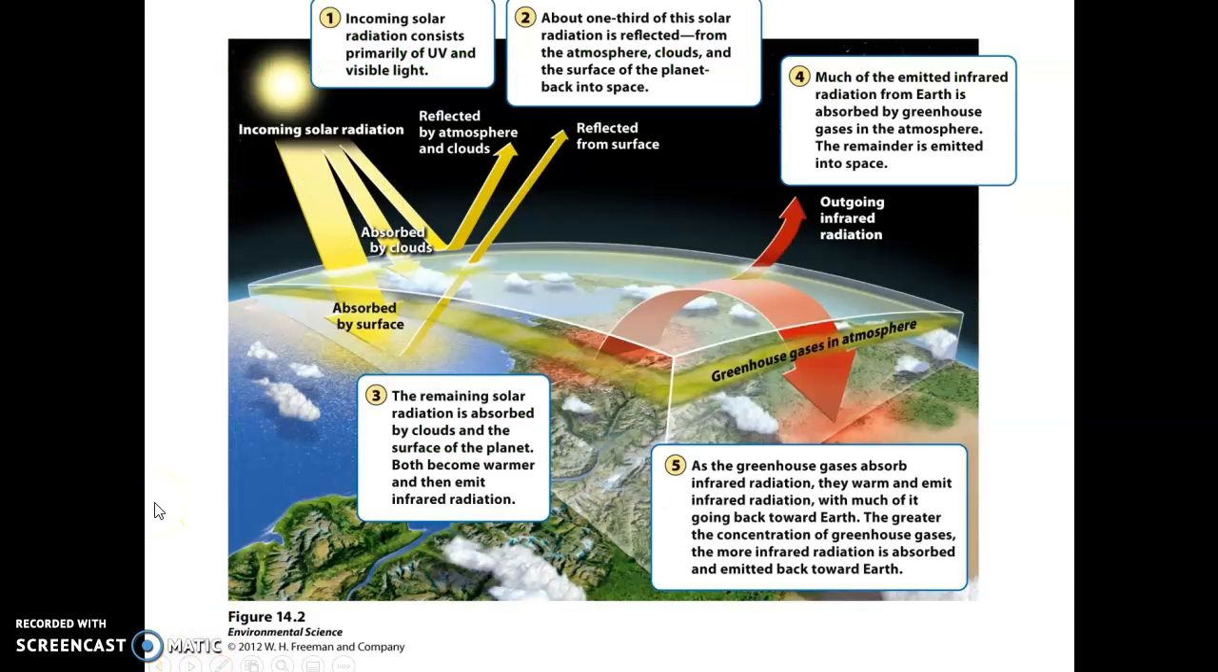Okay, here's a diagram of the natural greenhouse effect. So here's the incoming solar radiation, some of it being reflected back by atmosphere and clouds, some being reflected back by reflective surfaces on Earth, such as ice cover or snow. And then here we have the remaining solar radiation being absorbed by clouds and the surface of the planet. Both become warmer and then emit a different wavelength of radiation called infrared radiation.